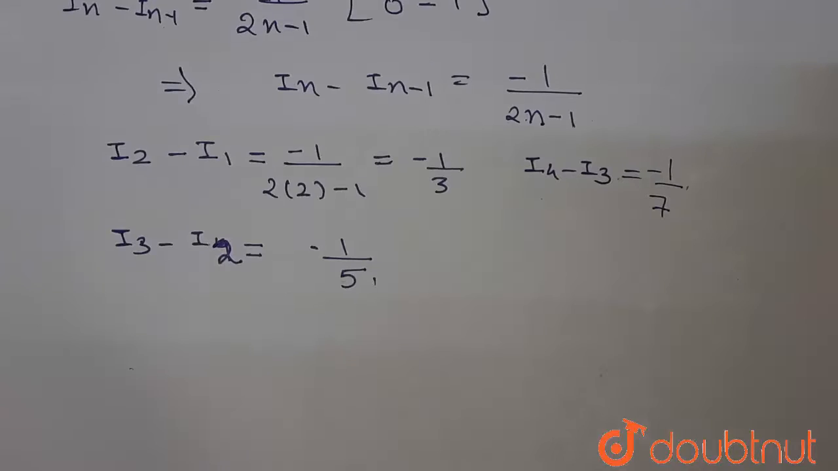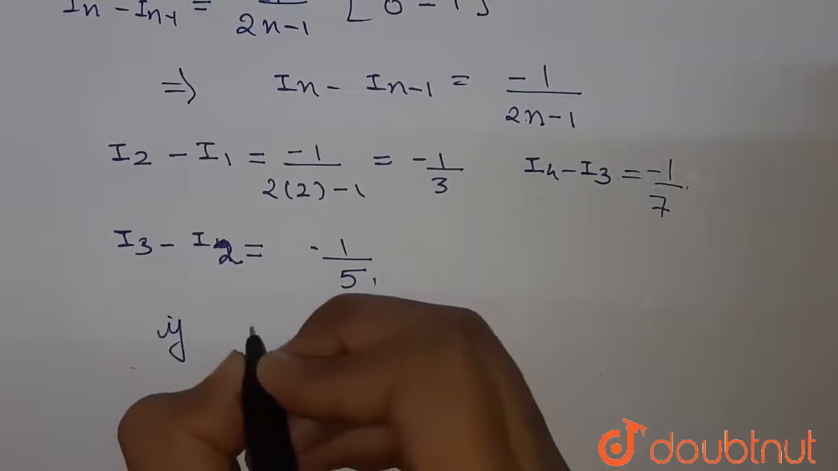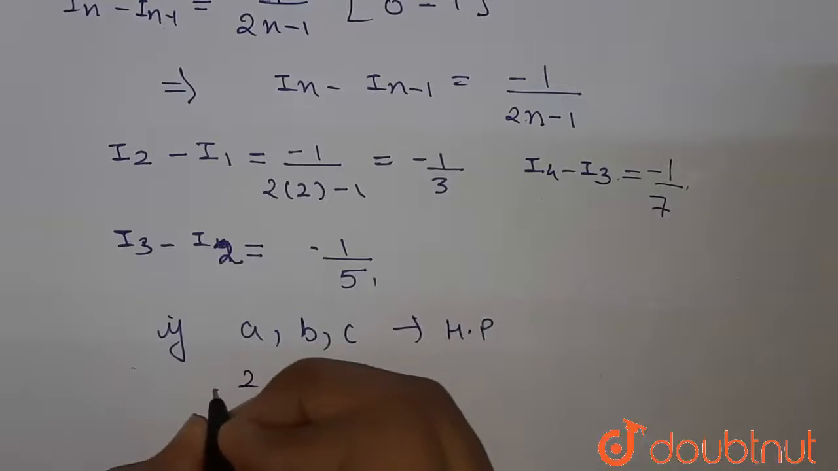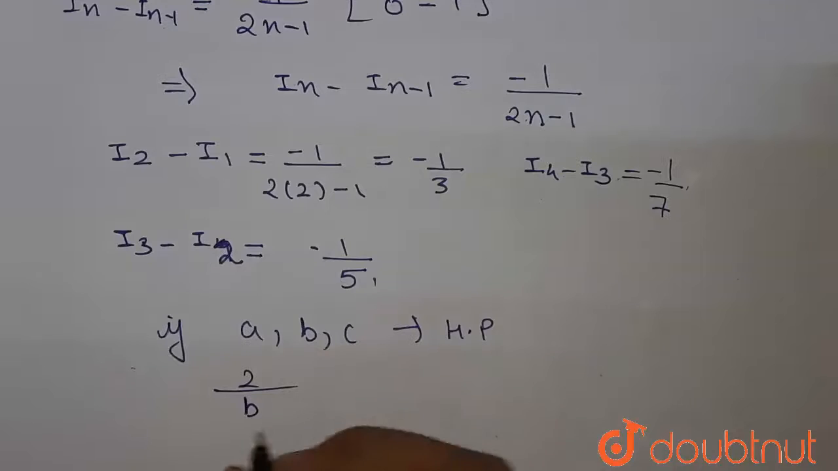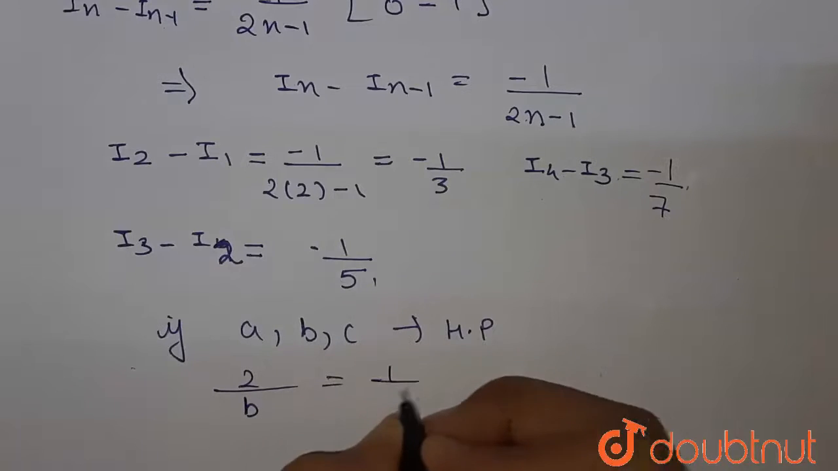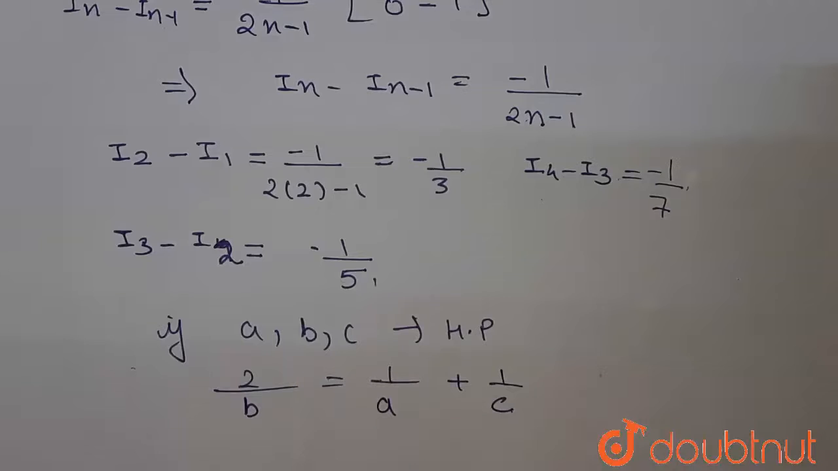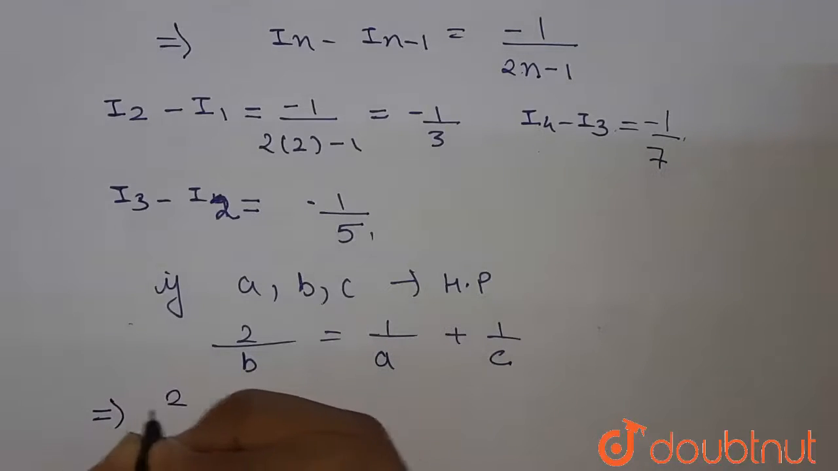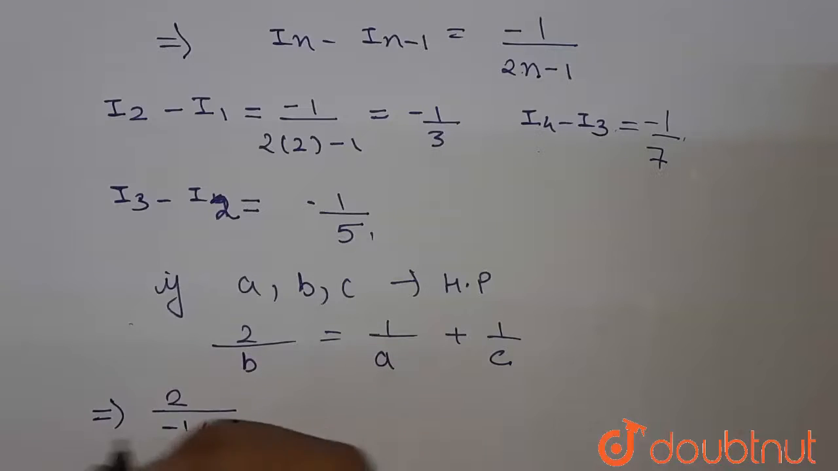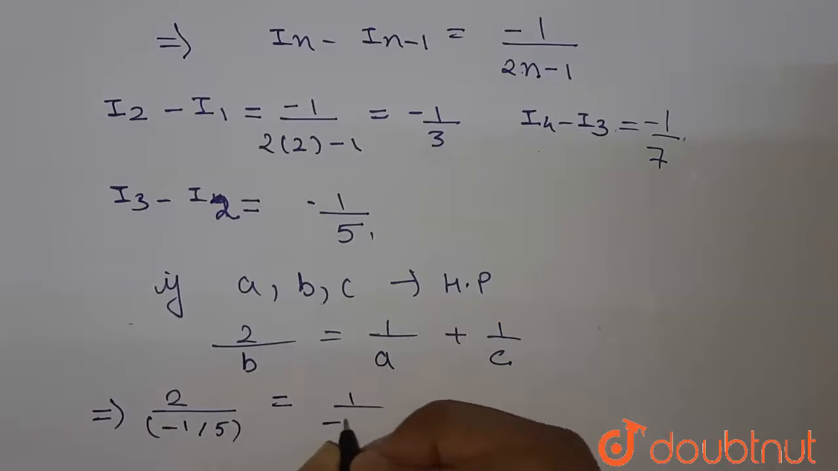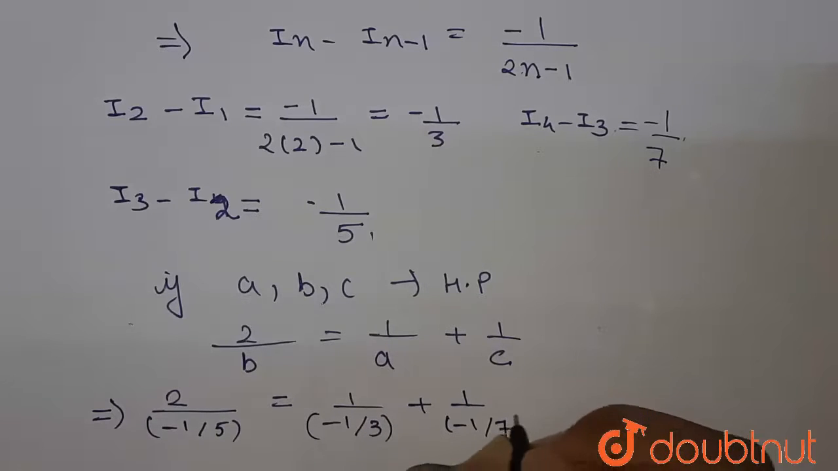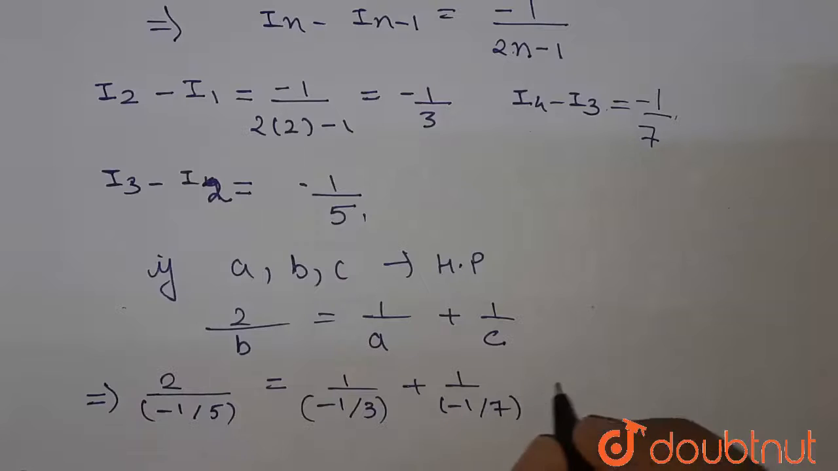Okay. Now see, we can say that these are in HP. How? See, if any three terms A, B and C are in HP, that means 2 upon B, where B is the middle term, will be equal to 1 upon A plus 1 upon C. Okay, so let us put the values here. So this will become 2 upon minus 1 by 5 equal to 1 upon minus 1 by 3 plus 1 upon minus 1 by 7. That will be equal to minus 10.